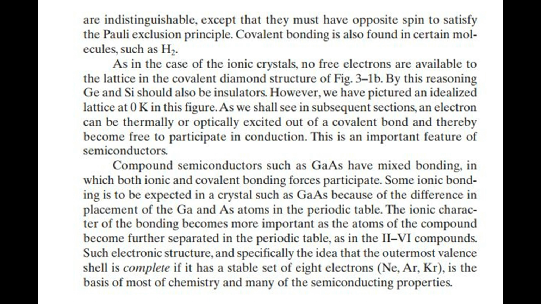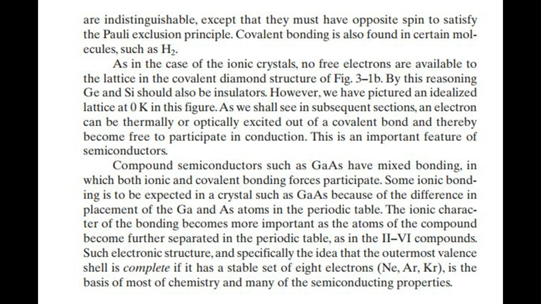As in the case of the ionic crystals, no free electrons are available to the lattice in the covalent diamond structure of Fig 3.1b. By this reasoning, germanium and silicon should also be insulators. However, we have pictured an idealized lattice at 0K in this figure. As we shall see in subsequent sections, an electron can be thermally or optically excited out of a covalent bond and thereby become free to participate in conduction. This is an important feature of semiconductors.